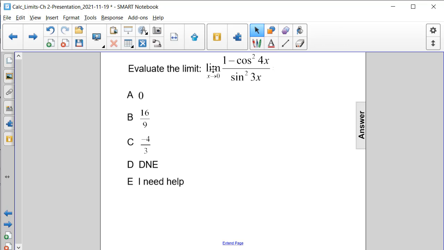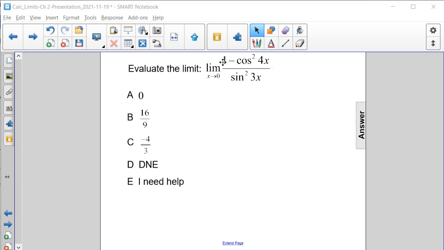Evaluate the limit. The limit of the quantity 1 minus cosine squared of 4x divided by sine squared of 3x as x approaches 0. Let's start by using some trig identities to rewrite the function before taking the limit.